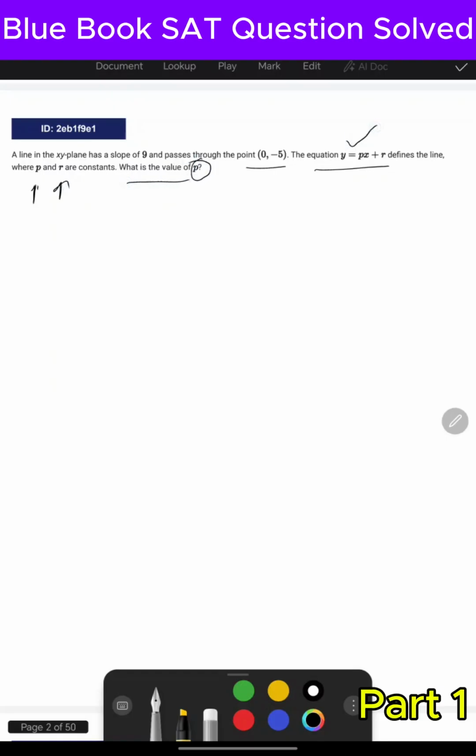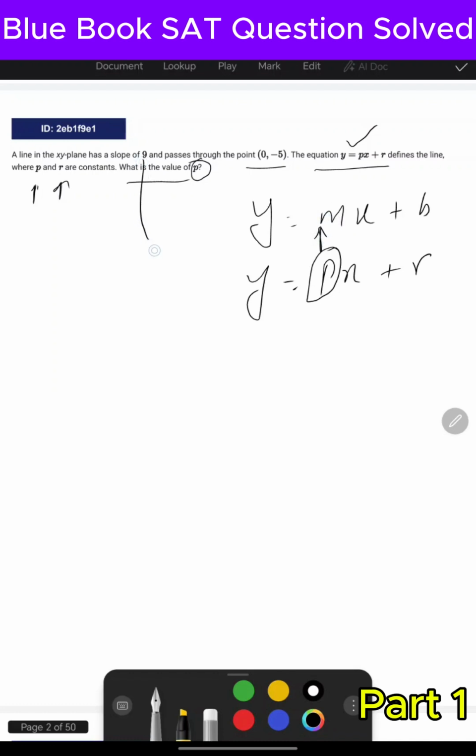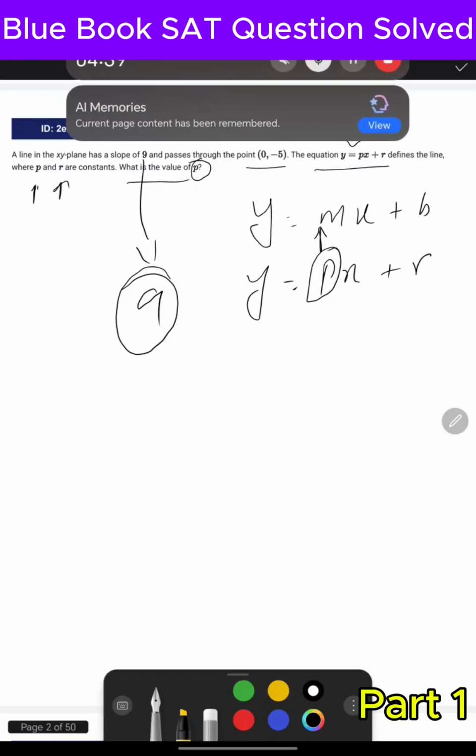As per this equation, it is similar to mx plus b. If we rewrite, this can be equal to px plus r, and p is the slope of the line. M is the slope of the line, equal to p, and this slope of the line is 9. So the answer will be 9. That's it. No need to discuss the other points.